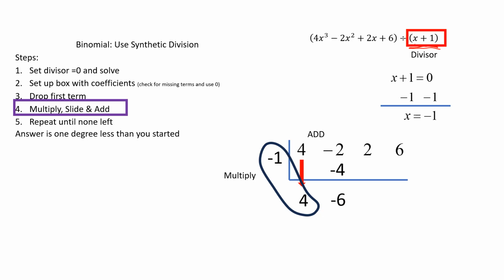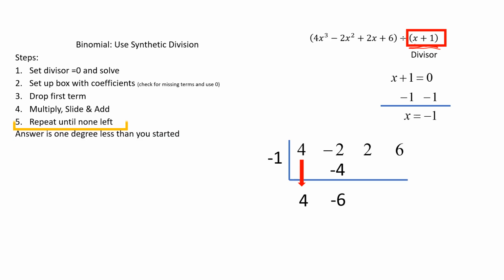Once I've done that, I'm just going to keep continuing multiplying and adding until I get to the end. So I'm going to take my two outside numbers, now -1 and -6, multiply those two together and put it underneath the 2. So -1 times -6 is 6. I put it under the 2, and now I add: 2 plus 6 is 8. I'm now going to multiply: -1 times 8 is -8. I'm going to put it underneath the 6. Now I'm going to add. 6 minus 8 is -2.